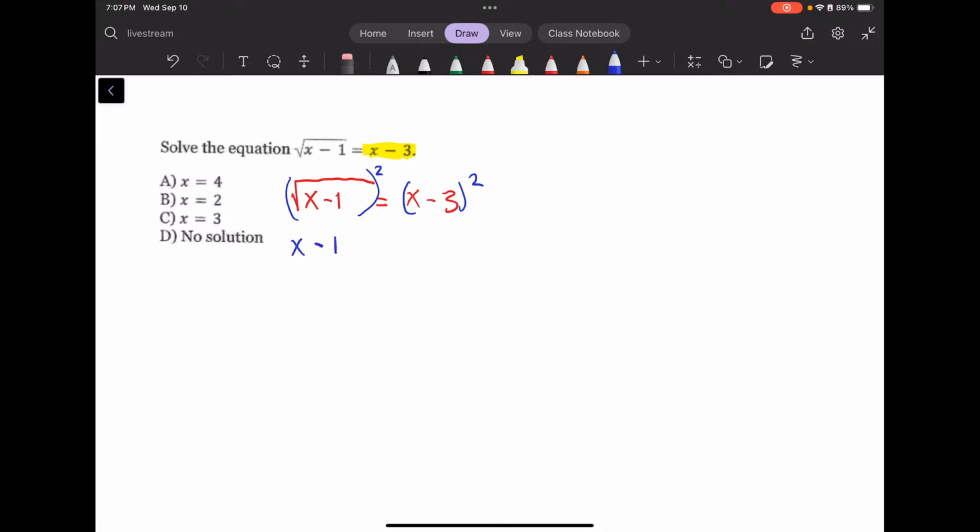So as a binomial expression, that means when we factor, we should have a trinomial. So we have x minus 1, that's going to stay the same. And this right here is going to be x minus 3 times x minus 3.